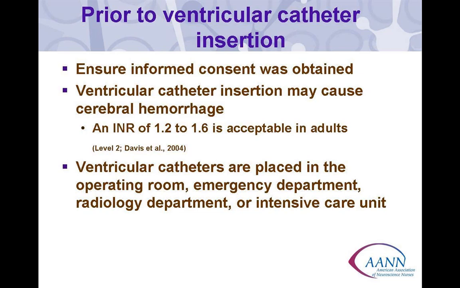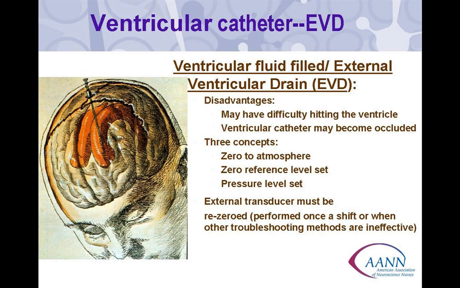The disadvantages of an external ventricular drain is there can be difficulty hitting the ventricles. The ventricular catheter can become occluded with blood. And there are 3 concepts that we always want to think about with drains, and that is 0 to atmosphere, 0 reference, and pressure level. The external transducer has to be re-zeroed at least once a shift, and when other troubleshooting methods are ineffective. And we recommended in the guidelines that the 0 reference is what needs to be, so in other words, patients need to be re-leveled instead of re-zeroed. Next slide.